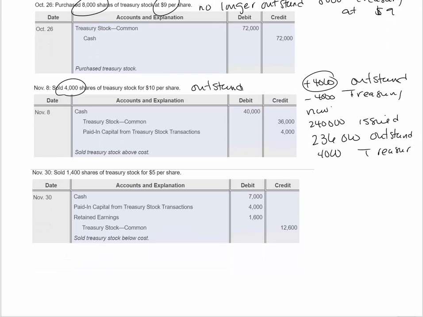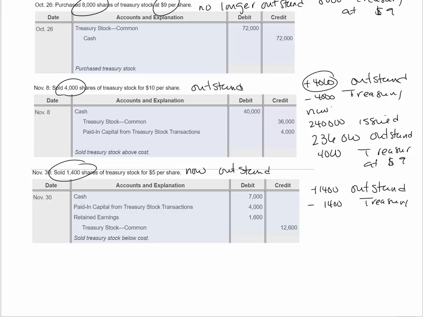And now we sold, and for this part, it's still at the $9 that we paid for. And these are still at $2 par. And so now we sold another 1,400 shares of that treasury stock back. So those are now outstanding again, because now they're out there. Sorry, it's a little bit harder to write here in Word. So we will add 1,400 shares to the number of shares outstanding, because those are back out there, and we will subtract 1,400 from the treasury.